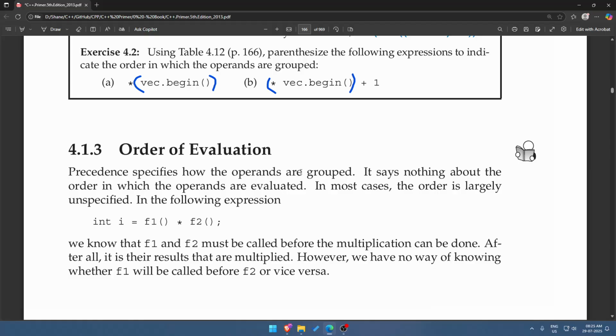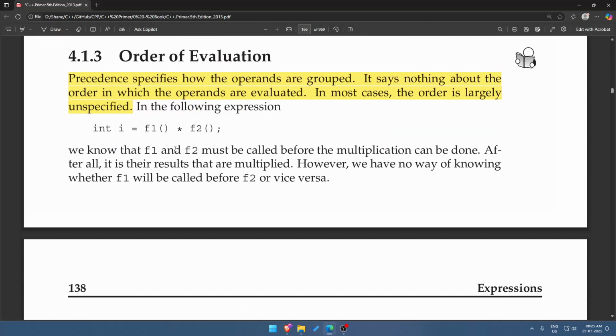Precedence specifies how the operands are grouped. It says nothing about the order in which the operands are evaluated. In most cases, the order is largely unspecified. Okay. In the following expression, we know that f1 and f2 must be called. Okay, we know that f1 and f2 must be called before the multiplication can be done. After all, it is their results that are multiplied. However, we have no way of knowing whether f1 will be called before f2 or vice versa.